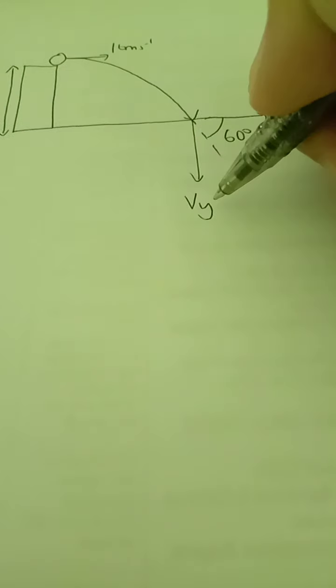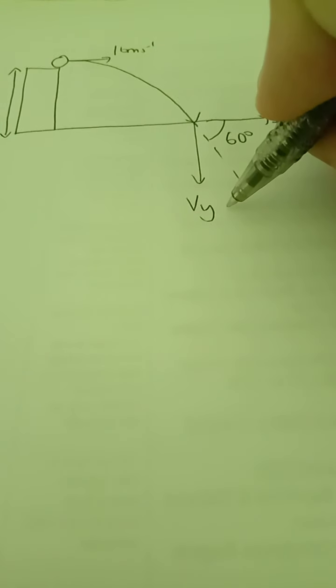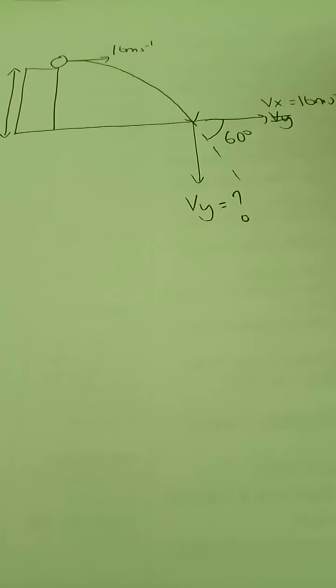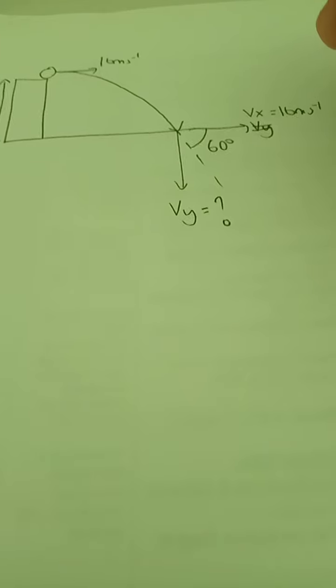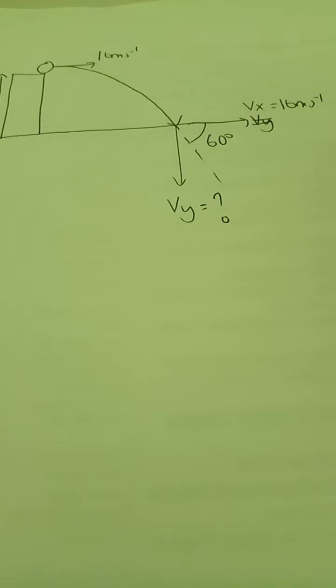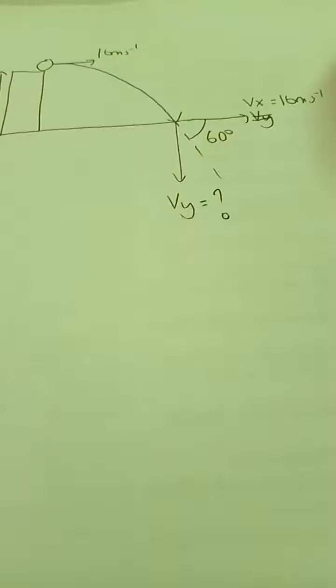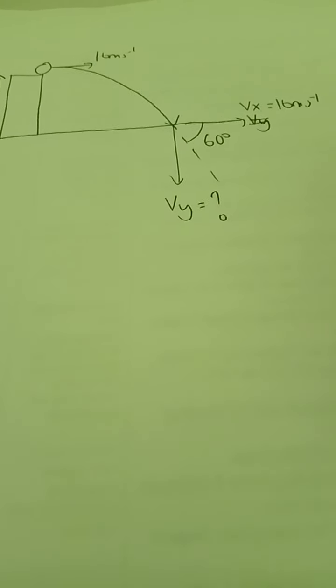This is vertical, this is horizontal. So the vertical component of the velocity of the ball when it hits the ground. When we want to solve this problem, we always start with the x dimension and the y dimension, and then try and see what formula can solve the problem.